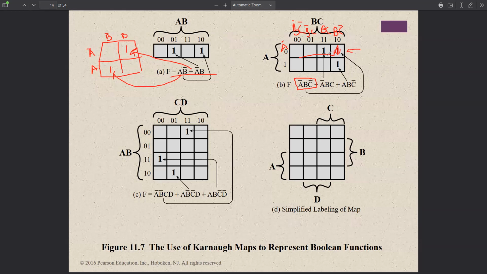Then A bar, B, C. So where is A bar? This row. B, this one. B, C. BC is this cell. And A, B, C bar. A is here. A, B, both these cells are representing B, and only this one is representing A, B, C bar, right? So here it is one. Right.